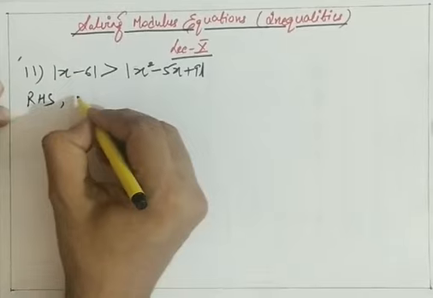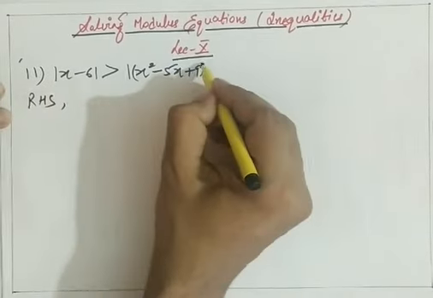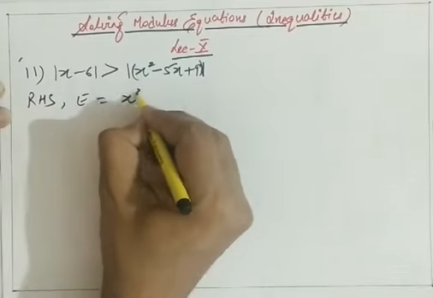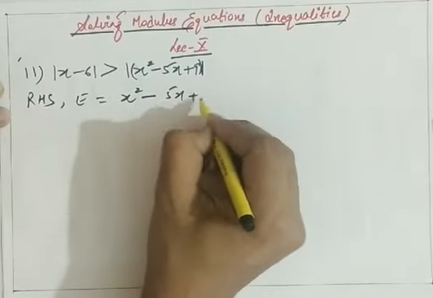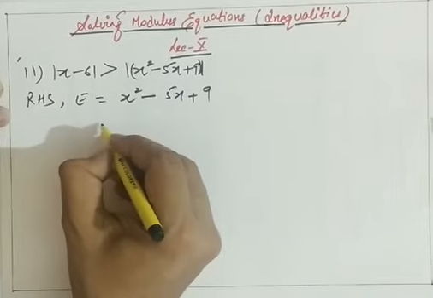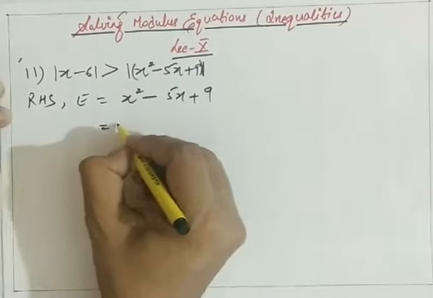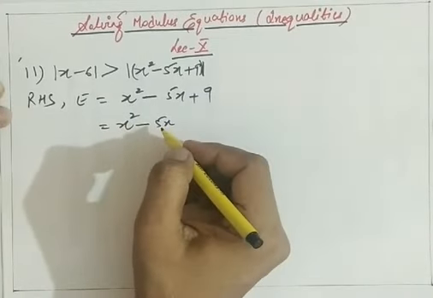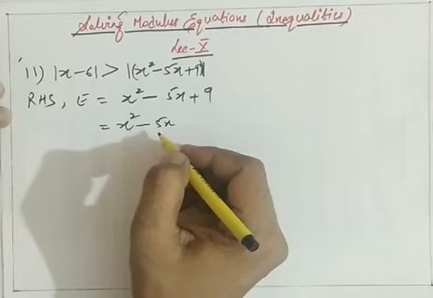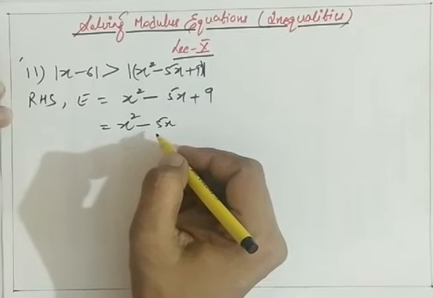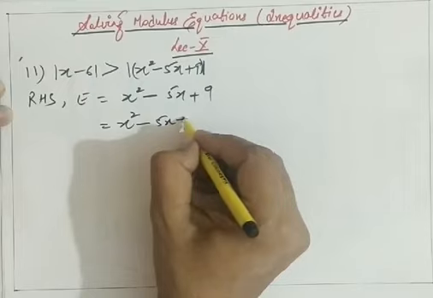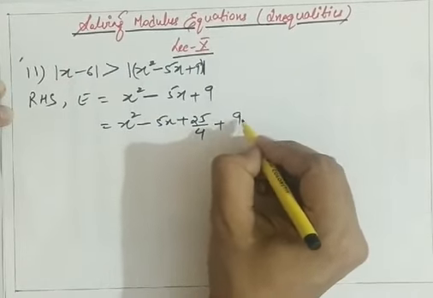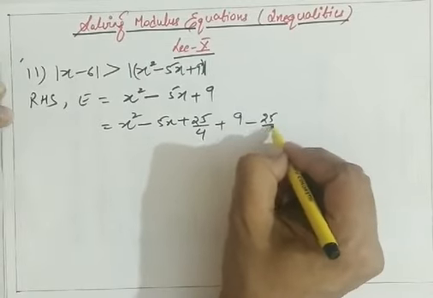The right hand side, let me call the expression inside the modulus to be capital E. It is x square minus 5x plus 9. Let us use the method of completion of square in this expression. This is x square minus 5x. Now what is the coefficient of x? It is minus 5. What will be the half of it? It is minus 5 by 2. And what is the square of it? It will be 25 by 4. So this will become, let me add 25 by 4, and plus 9 is copied, and let me subtract 25 by 4 also in order to make the balance.